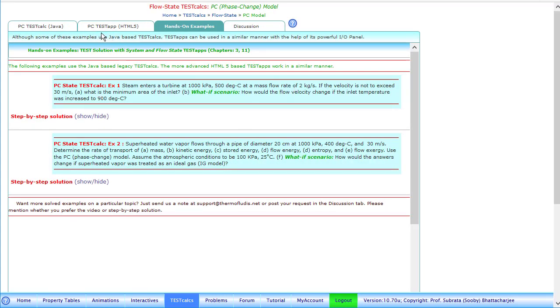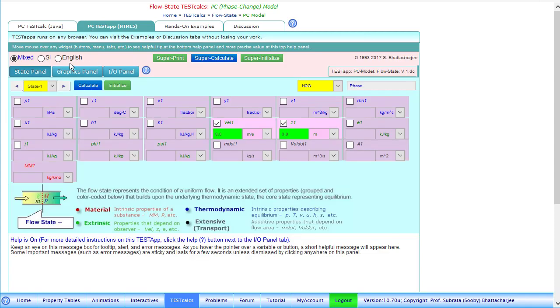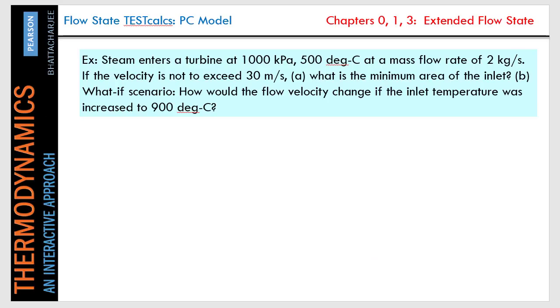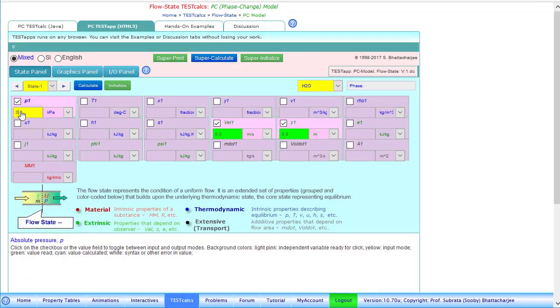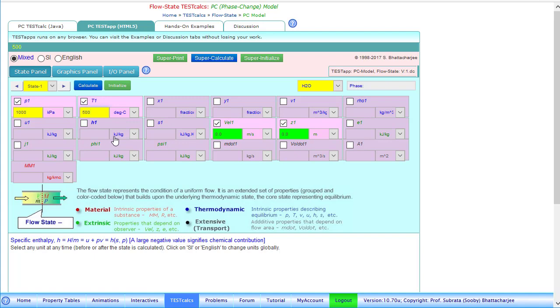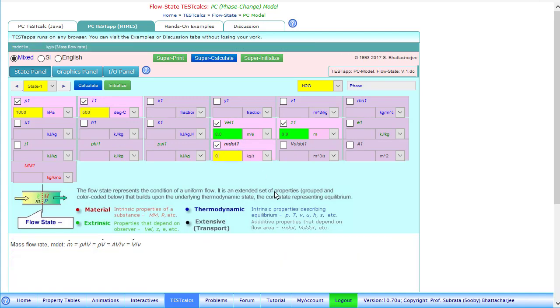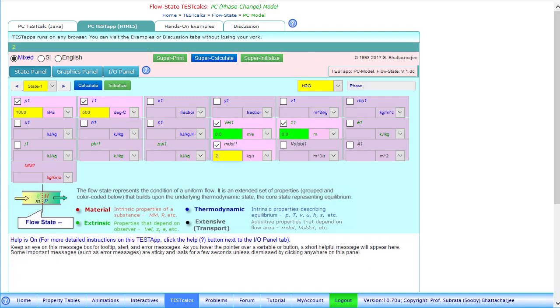Go to either the TESTapp or TESTcalcs and start entering your properties for the first state, which are 1000 kPa, 500 degrees C, and 2 kilograms per second. So just check the boxes, 1000 kPa, 500 degrees Celsius, and 2 kilograms per second.